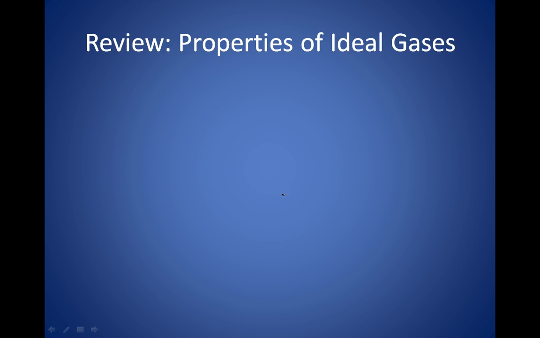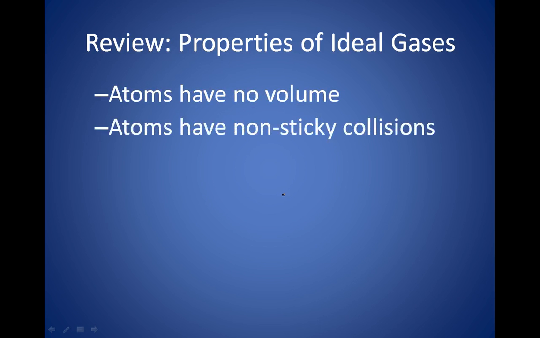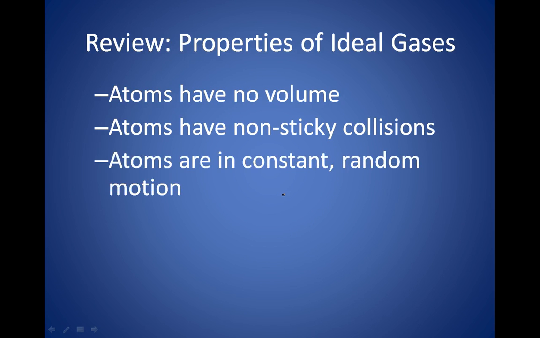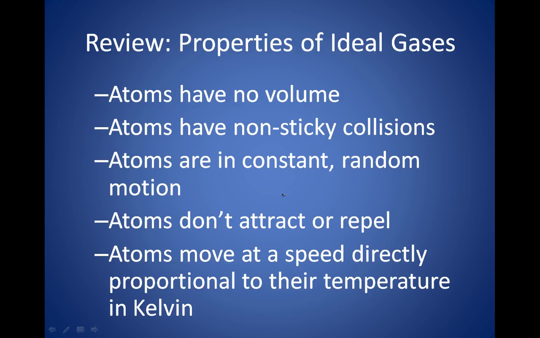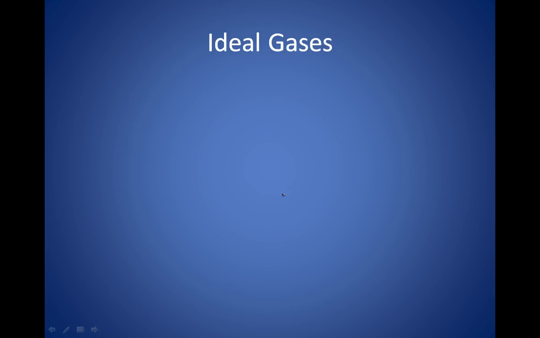First, we need to review the properties of ideal gases that we talked about back in the first screencast for this unit. First, we said that, according to the KMT, atoms have no volume, that atoms collide in non-sticky collisions, that atoms are constantly randomly moving, and that those atoms aren't attracted or repelled by each other. Oh, and finally, that their temperature in Kelvin tells us basically how fast they're moving. It's a direct proportion.